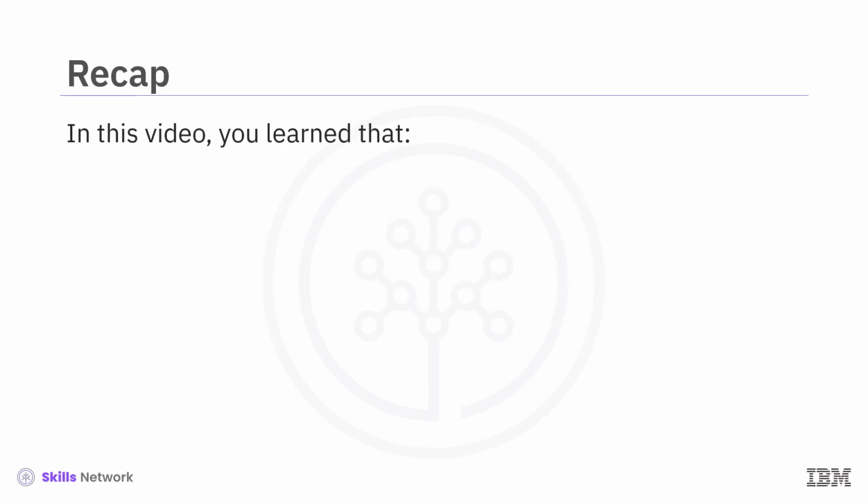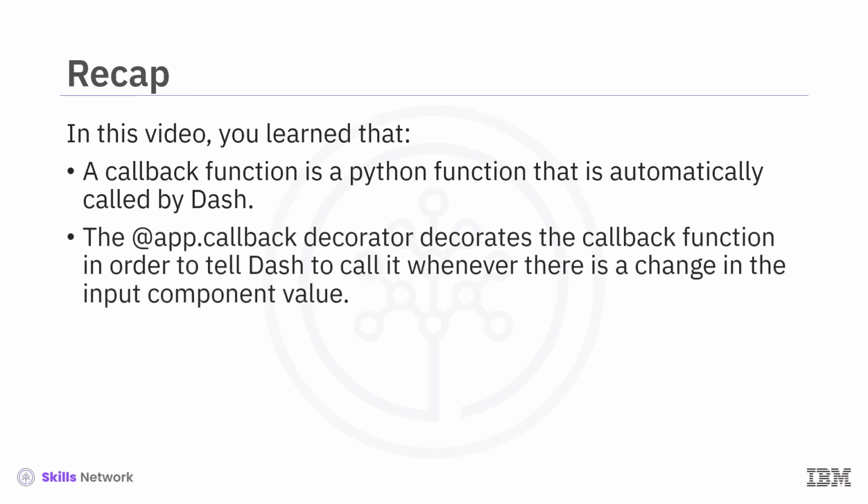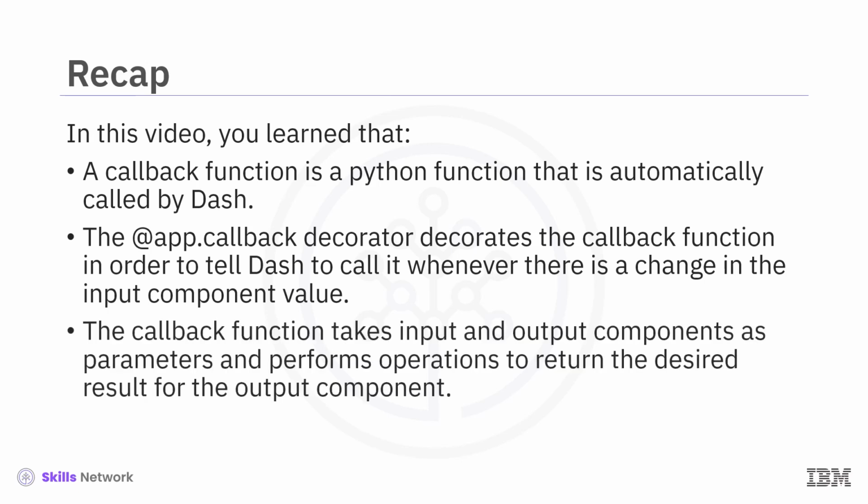In this video, you learned that a callback function is a Python function that is automatically called by Dash whenever an input component's property changes. The @app.callback decorator decorates the callback function in order to tell Dash to call it whenever there's a change in the input component value. The callback function takes input and output components as parameters and performs operations to return the desired result for the output component.